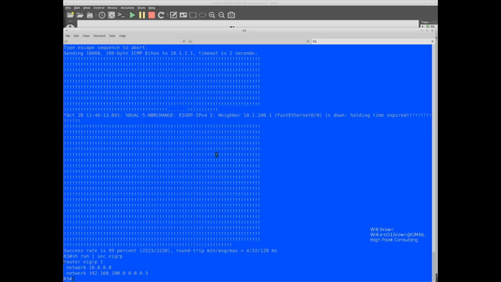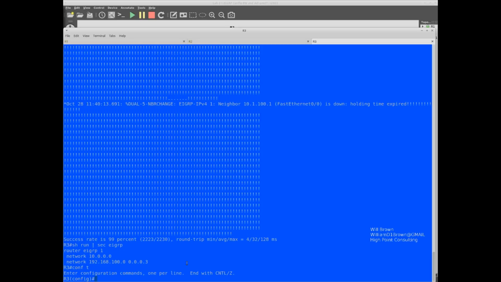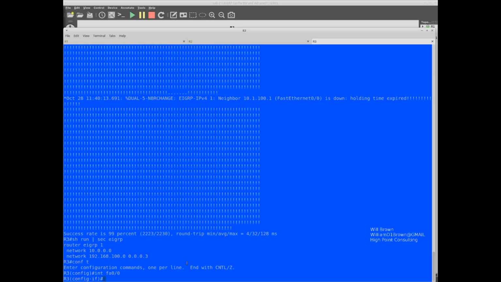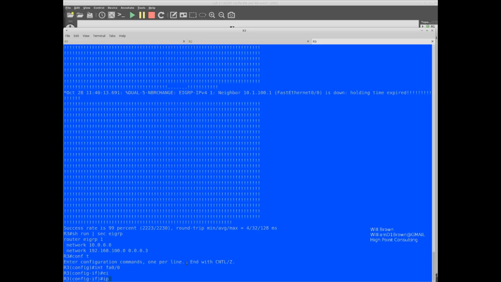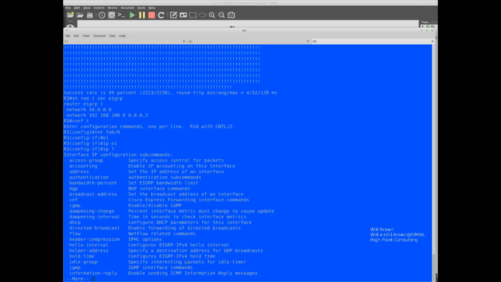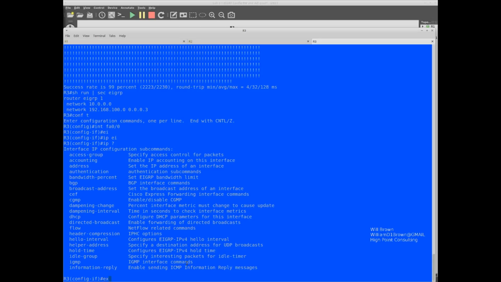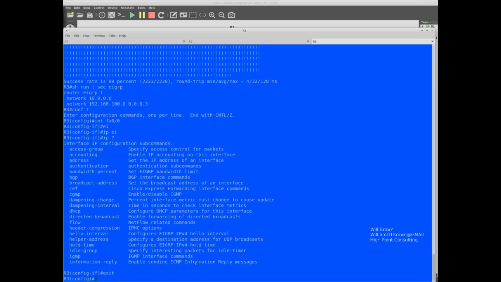So we get the EIGRP process running with router eigrp 1, where 1 is the autonomous system number, and we define the networks with the network statement, 10.0.0.0 or the network 192.168. We'll see that actually we could go under interface FastEthernet 0/0 and say IP... I'm getting ahead of myself. So I think that's a good place to stop.